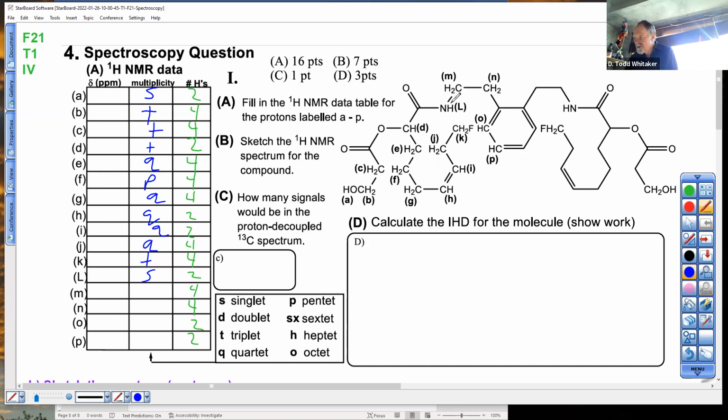M, H is not a neighbor down here. No. These 2 are neighbors though. We have a triplet combination coming up. N does not have a neighbor underneath. It has 2 to the left. That's 2. 2 plus 1, triplet. O, no neighbors up here. 1 neighbor down there. So first doublet.